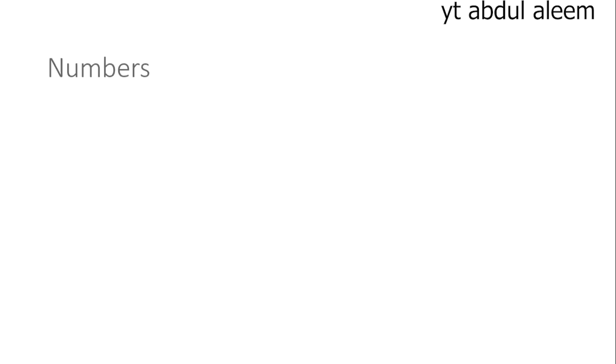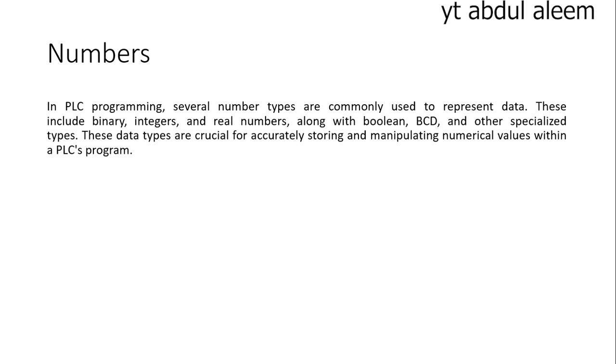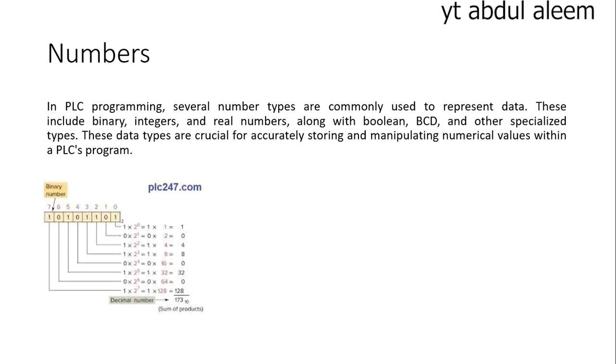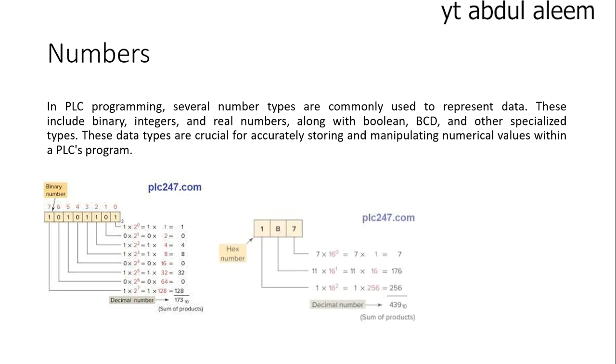Numbers. In PLC programming, several number types are commonly used to represent data. These include binary, integers, and real numbers, along with Boolean, BCD, and other specialized types. These data types are crucial for accurately storing and manipulating numerical values within a PLC's program. In this picture you can see different types of numbers.